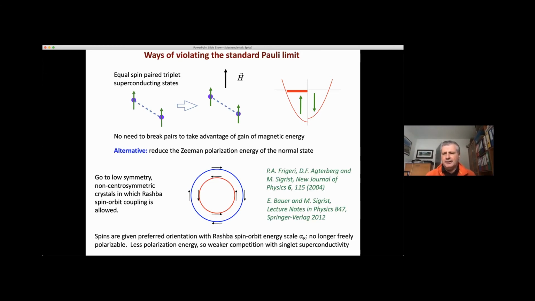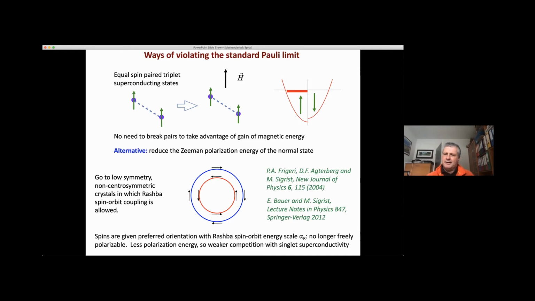But importantly, there's another way, and Daniel was one of the source authors on pointing this out. So if you go to a low symmetry, non-centrosymmetric crystal, then you can have allowed Rashba spin orbit coupling. And the way I think of it is that the Rashba spin orbit coupling gives you a spin texture. You get spin split Fermi surfaces with a spin texture rotating around the Fermi surface. In some senses, those are details. The point is that the Rashba energy scale is locking the spin to the momentum in some way.